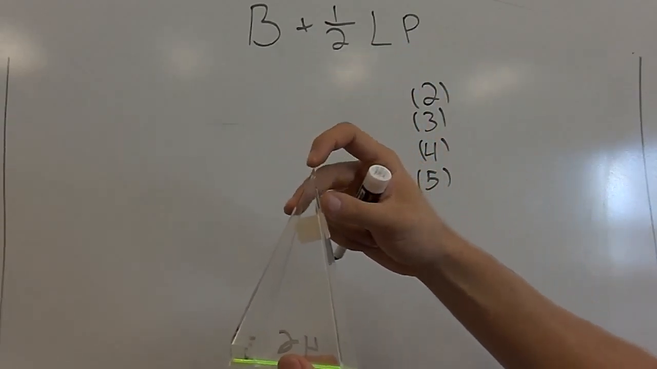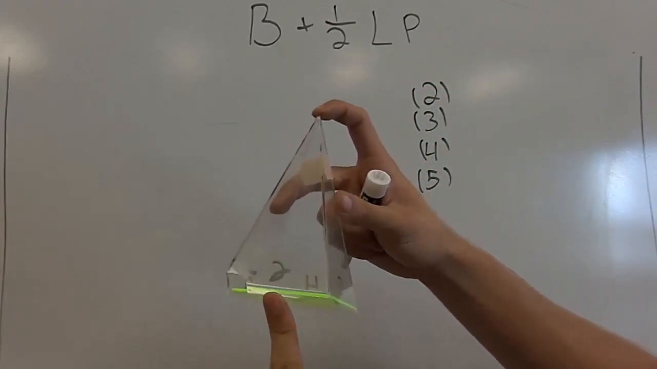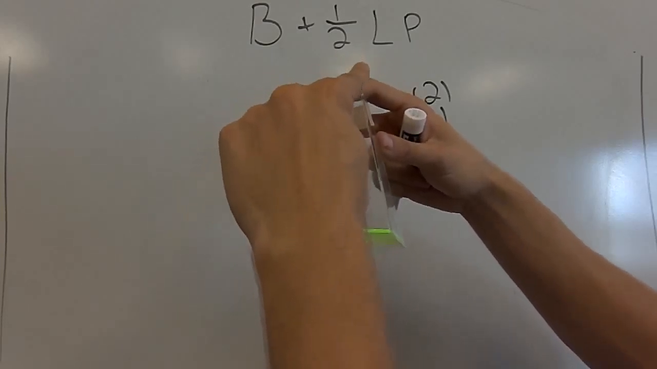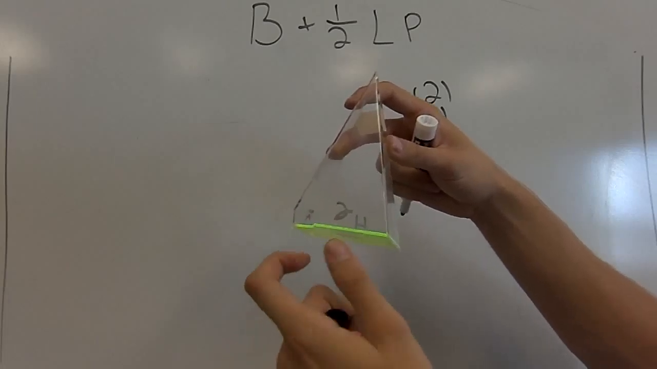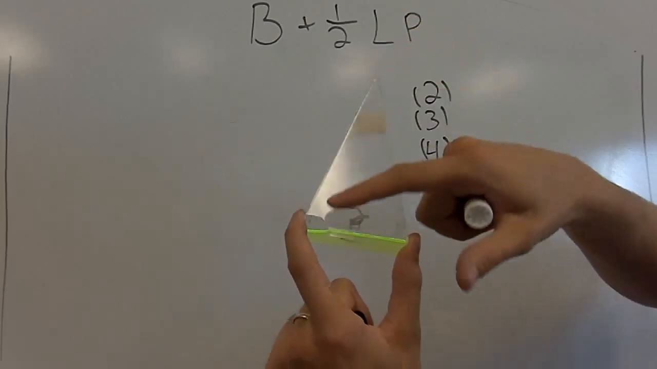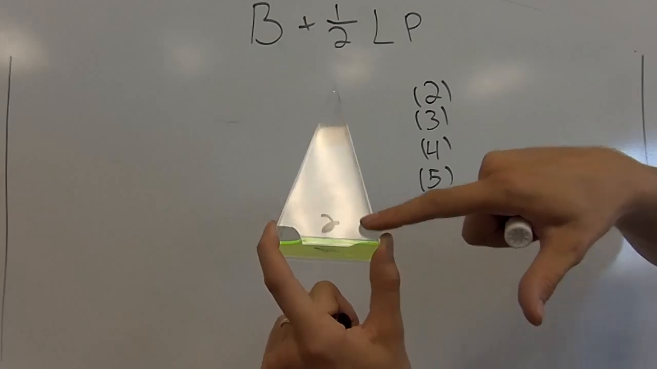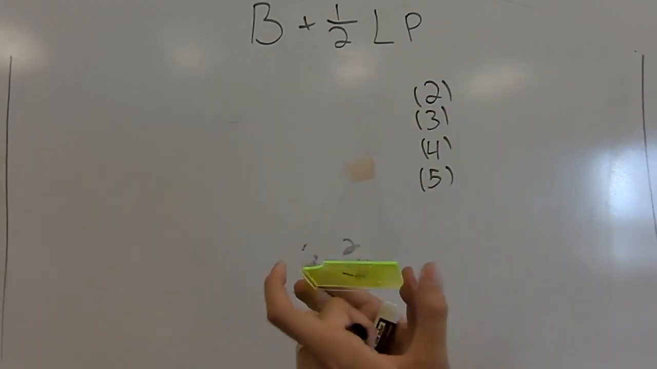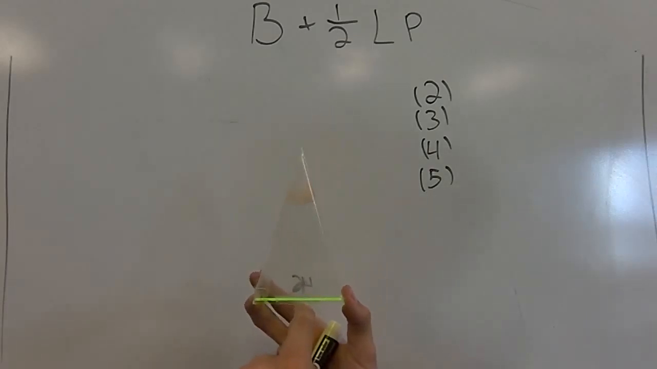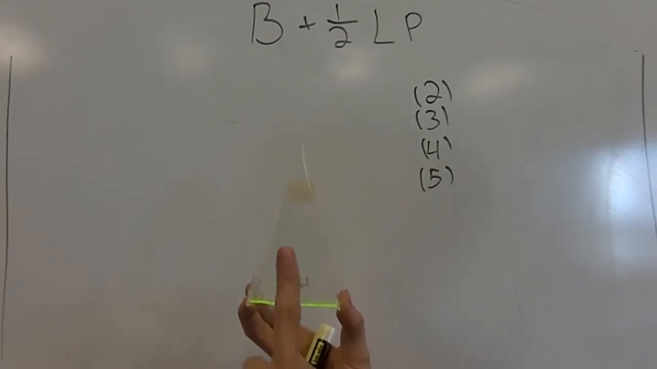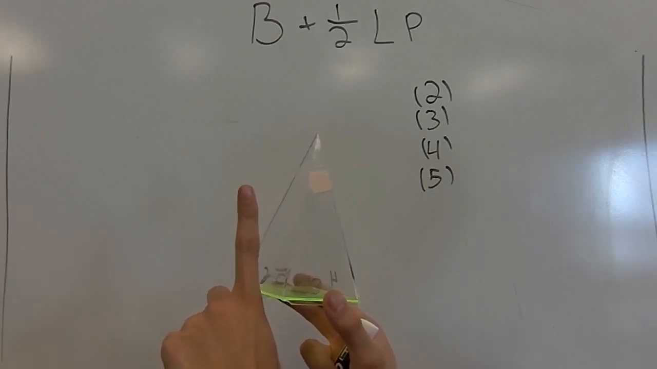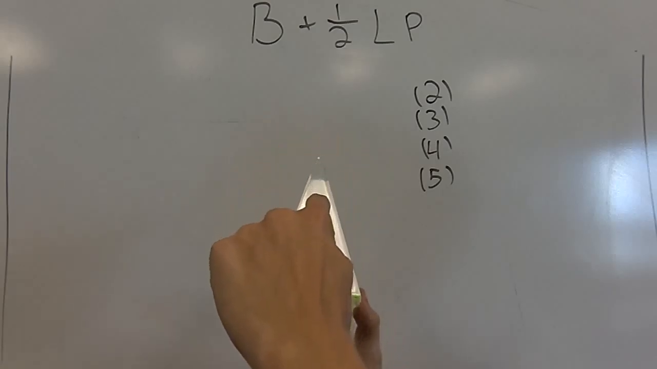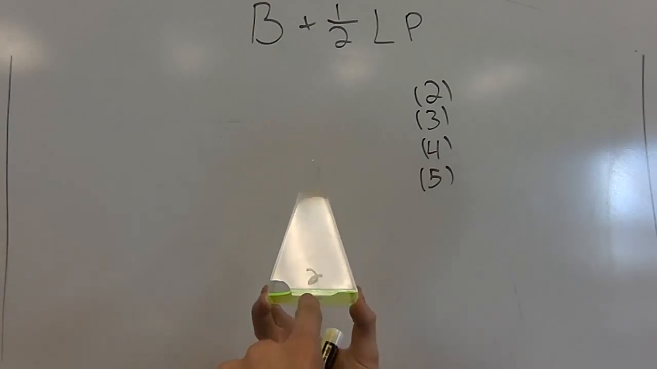Because remember, the distance from the top down to the bottom represents slant height if I'm traveling along the pyramid, which would also represent the height of my actual triangle on the lateral surface. So the height of this triangle is actually represented by slant height, not by regular height. Regular height would be going right from the bottom straight up like this. And that's not going to represent the height of this triangle. I actually have to be on the triangle to find the real height.